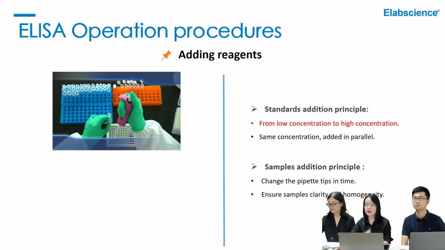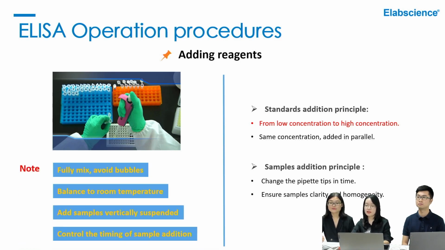Next, I will explain more on the ELISA operation procedures. The first is the adding step. Standards are suggested to be added in order from the low concentration to the high concentration, and the same concentration needs to be added in parallel. For the samples, we must pay attention to changing the pipette tips in time. Before the adding process, it's necessary to mix the reagents well and avoid air bubbles. All the solutions should be balanced to room temperature before use.